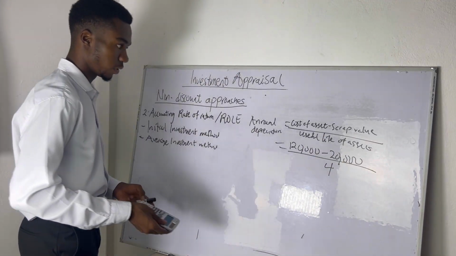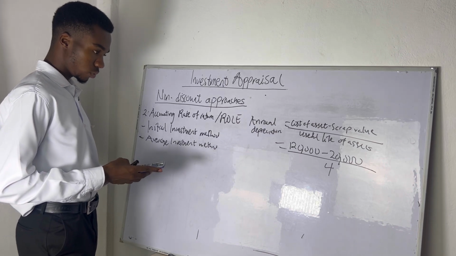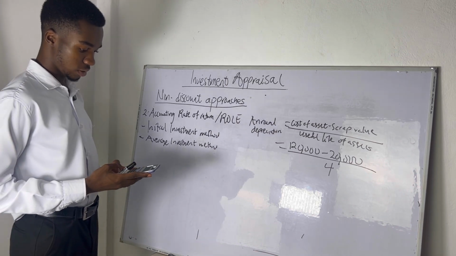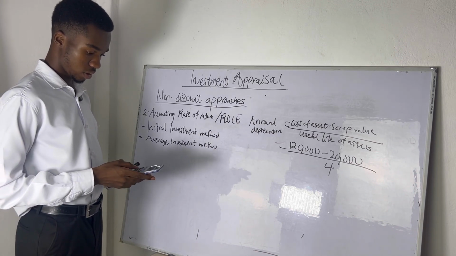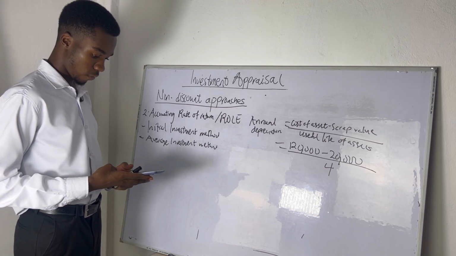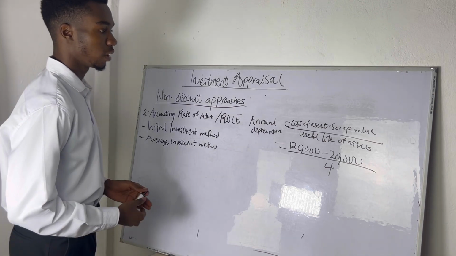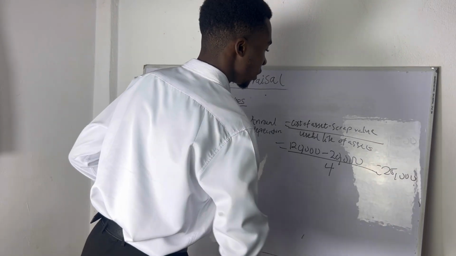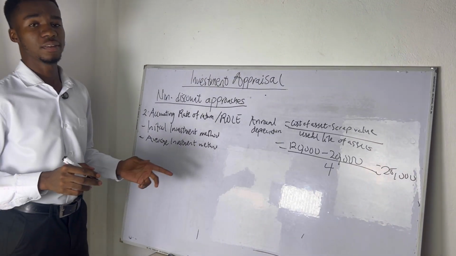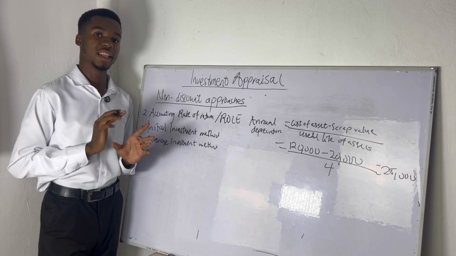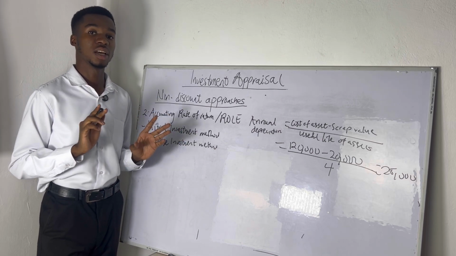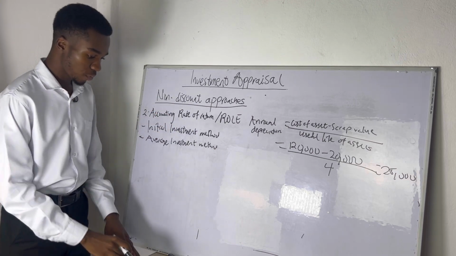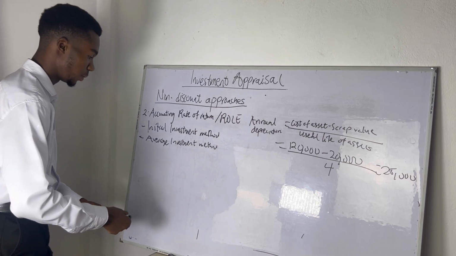Now let's calculate the annual depreciation. So you have 120,000 cedis minus 20,000 cedis over 4. You are getting 25,000 cedis. So our annual depreciation is 25,000 cedis, meaning that every year it depreciates by 25,000 cedis. That's what it means. So now let me write the profit before depreciation here.